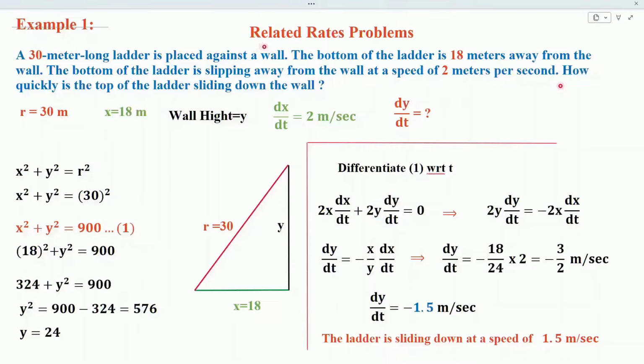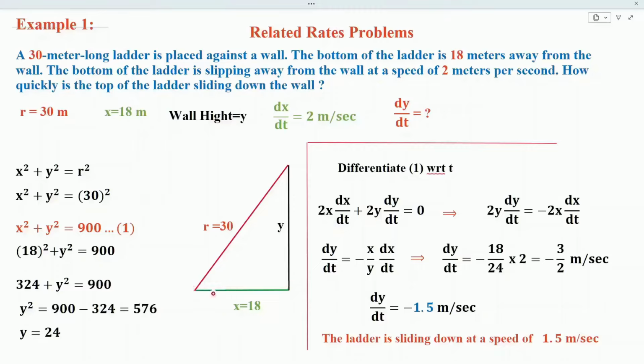To solve related rates problems, first of all collect all the data given in the question and then construct a possible figure. In this example, we are given a 30-meter long ladder which is placed against a wall. Its bottom is at 18-meter distance from the wall.